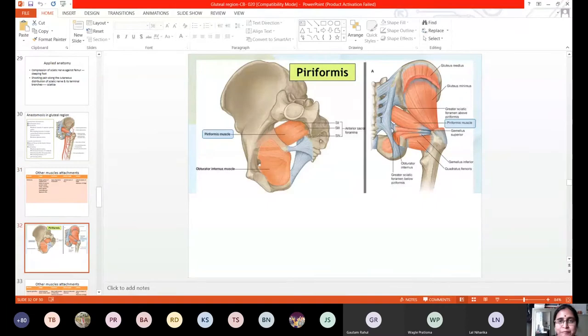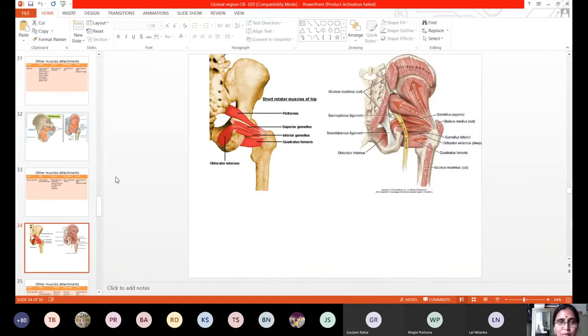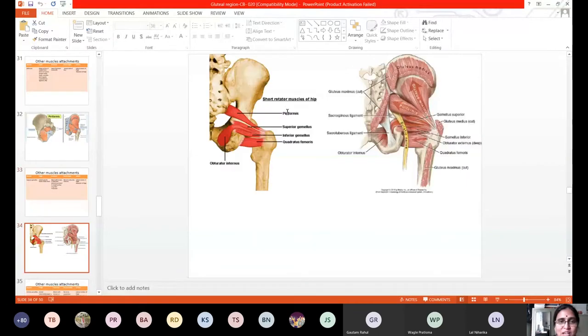So this is piriformis. The other muscles that lie in the gluteal region are small muscles. There are two twin muscles. One is superior gemellus. Similarly, another one is inferior gemellus. Gemellus is singular. Gemelli means plural. The origin of the superior gemellus is from, see here, this is piriformis. Now, this is ischial spine, my dear student. This is the lesser sciatic notch. So you can easily see, very easy to remember, the superior gemellus arises from the ischial spine.